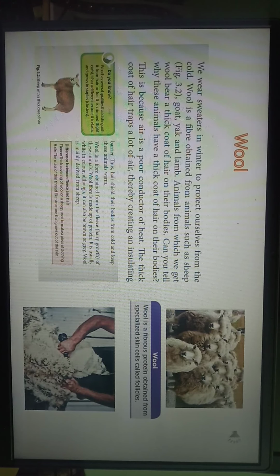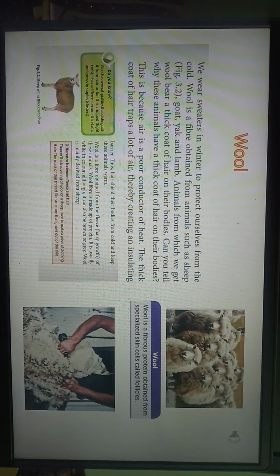Now, what is wool? Wool is a fiber. Like cotton is a fiber, in the same way wool is also a fiber. From where is it obtained? It is obtained from animals like sheep, goat, yak, and lamb. I have told you four animals from where wool is obtained. The animals from which we get wool have a thick coat of hair. Have you seen sheep in pictures? You must have seen the sheep.